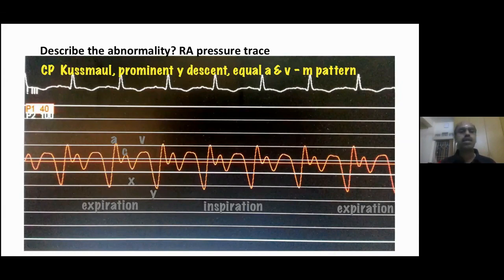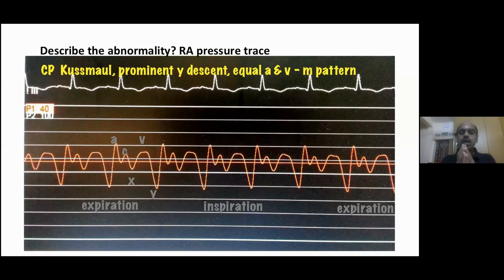Kussmaul sign. The normal inspiratory reduction in the intrathoracic pressure in a normal heart is transmitted to the intracardiac pressure, and so there is a normal fall in the intracardiac pressures in all the chambers. RA, RV, LA, LV, all chambers will have a reduction of the pressure traced in inspiration.